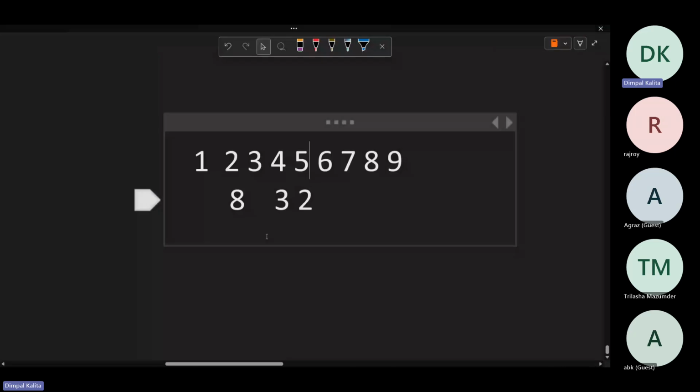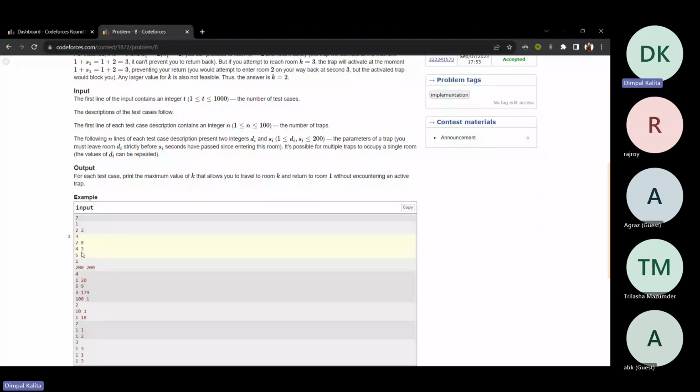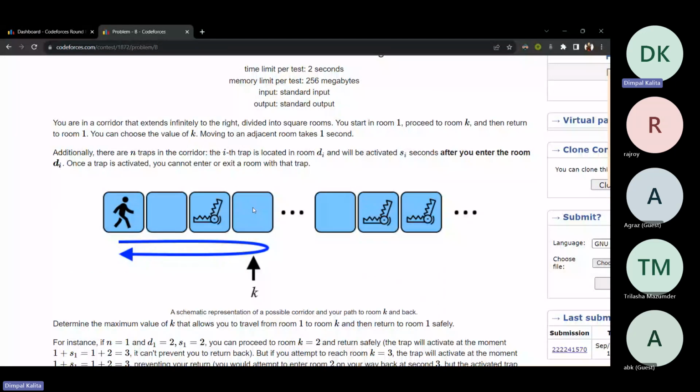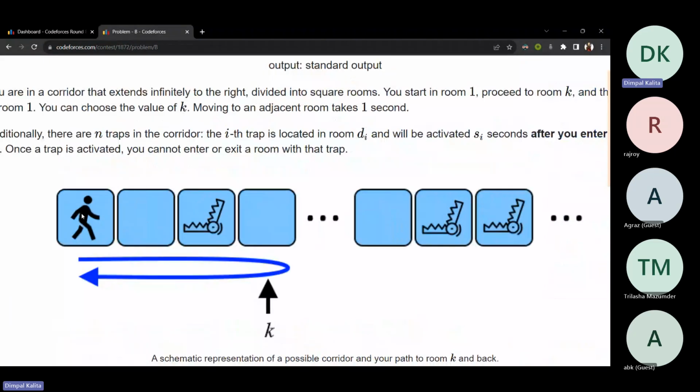The one thing you can notice is that this thing is monotonic. If I can travel till here and return, then obviously I can travel till an earlier room. If I can travel to this last trap and return back, then obviously I can travel till here, because I'll encounter fewer traps only.